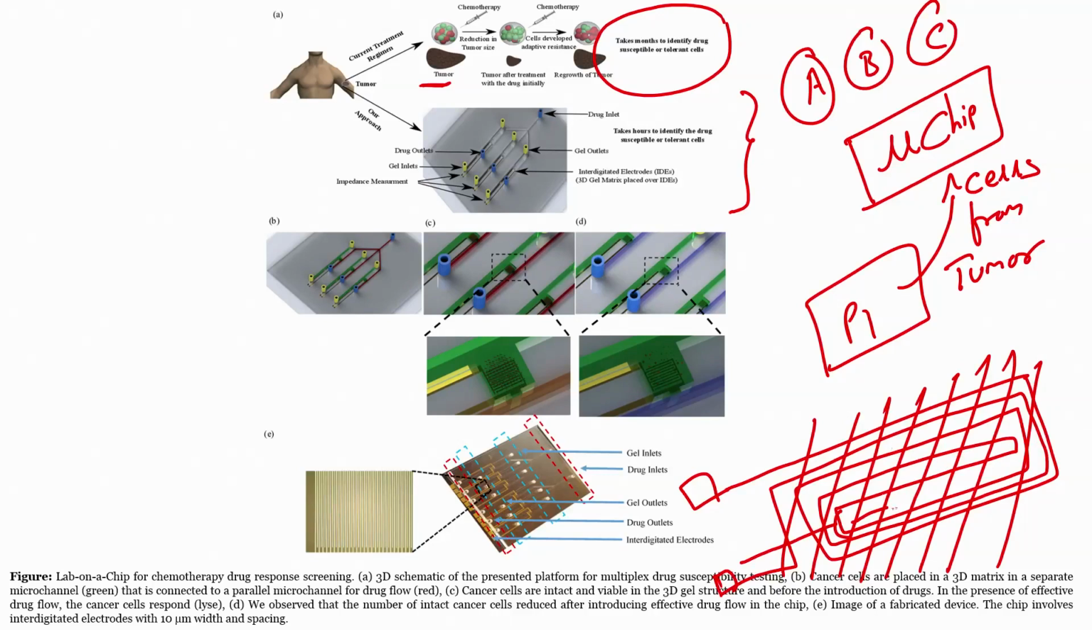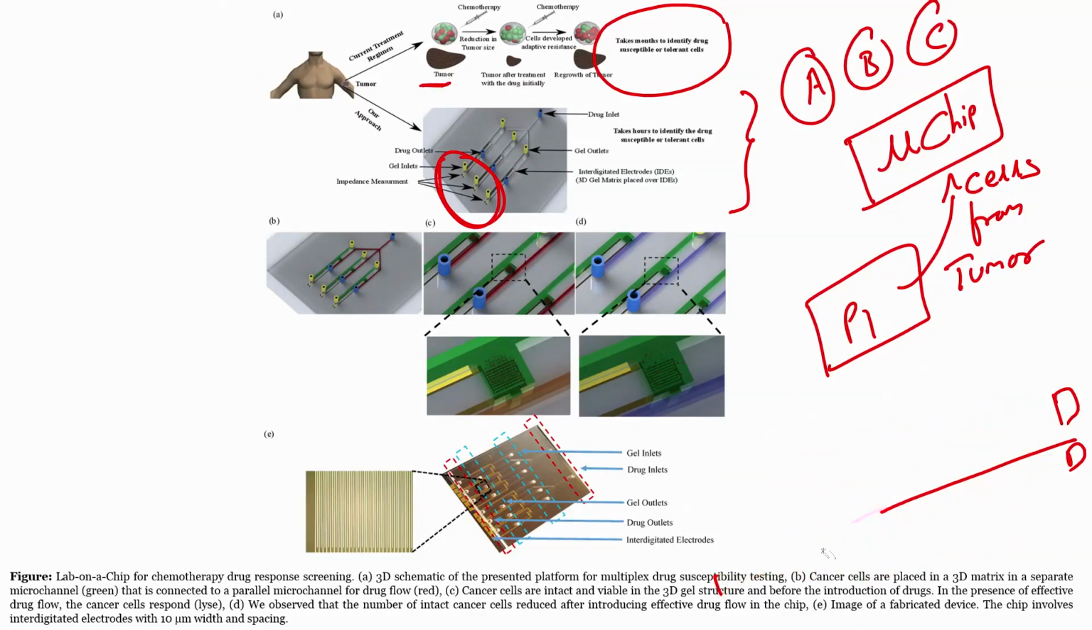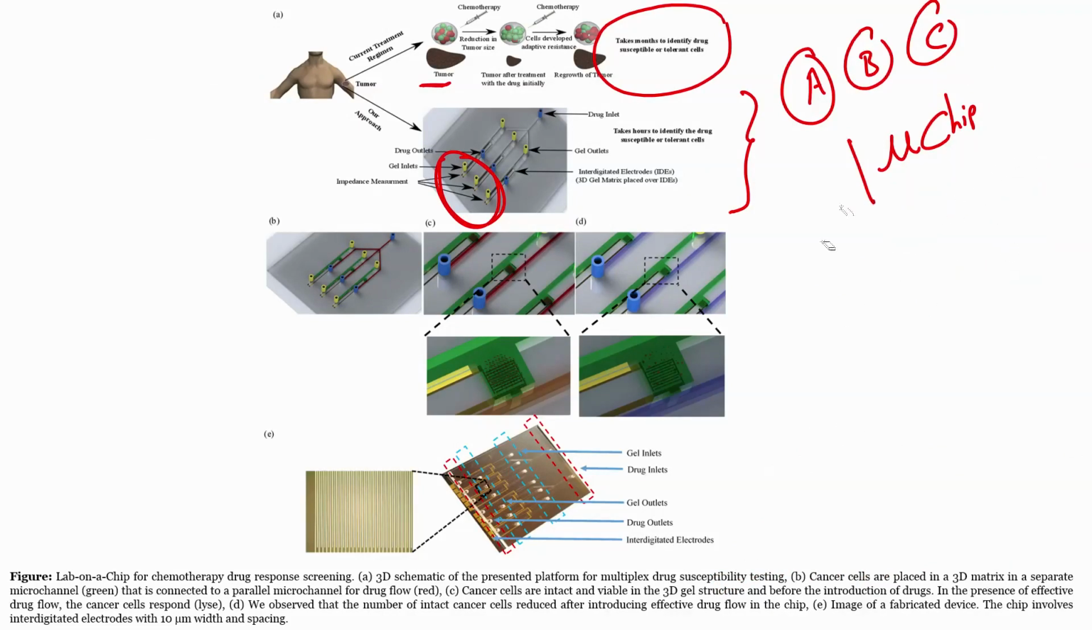Eight different electrodes: one electrode, second electrode, third electrode, and 8 electrodes. You can see here impedance measurement. So, with the help of electrodes we can measure the impedance. Now, when you bond the PDMS with channels onto this microfluidic chip.